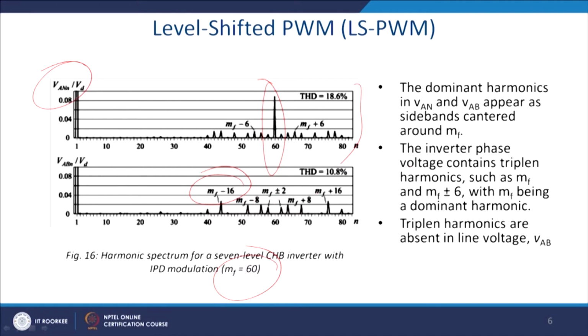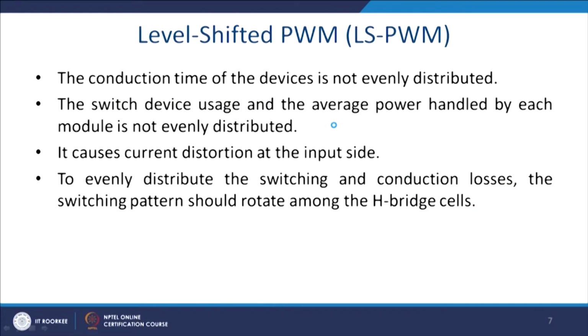The inverter phase voltage contains triplen harmonics such as MF and MF plus minus 6, with MF being the dominating harmonic. But you can see that this is missing here in the case of the line voltage, because the triplen harmonics are absent. So, ultimately this MF minus 6 component goes out, and thus you get a better THD in line voltage.